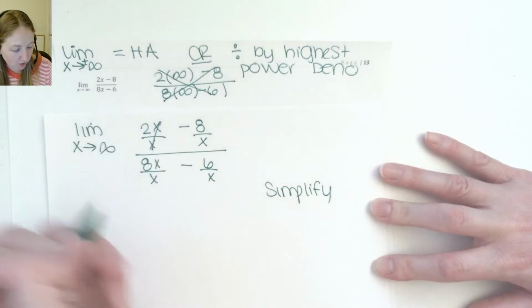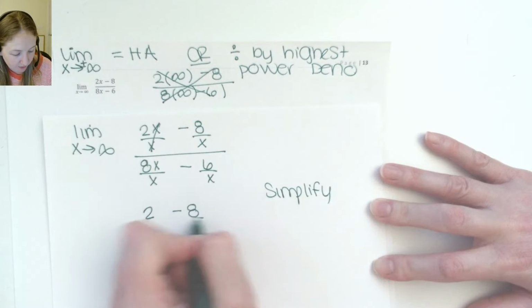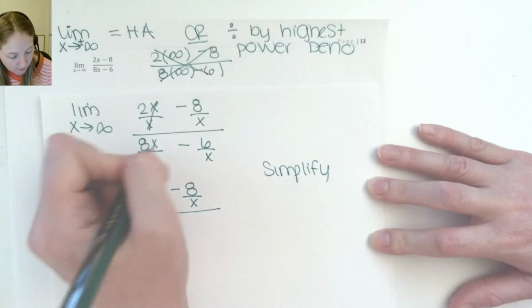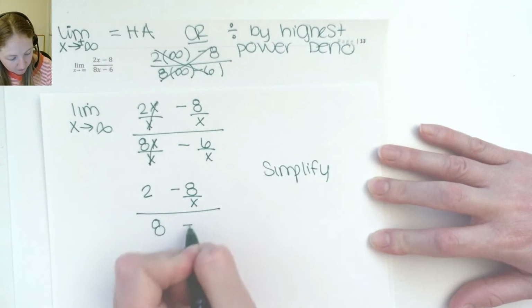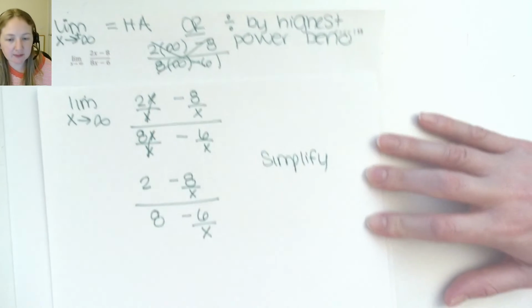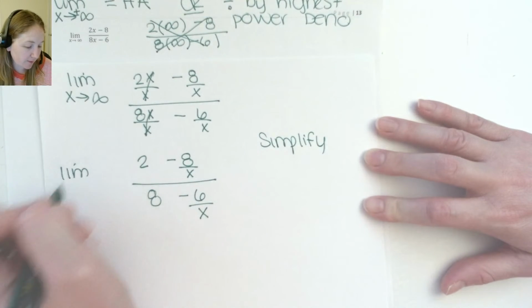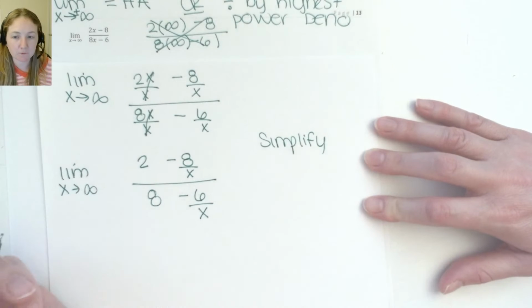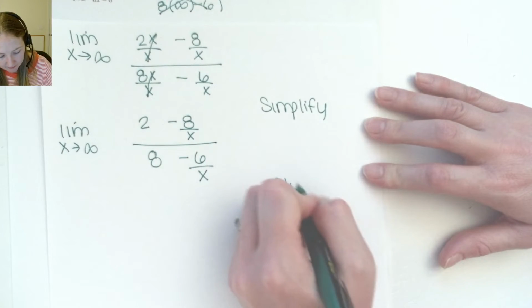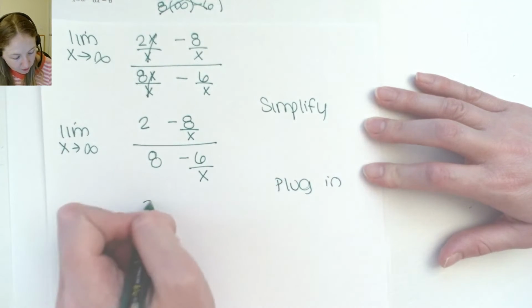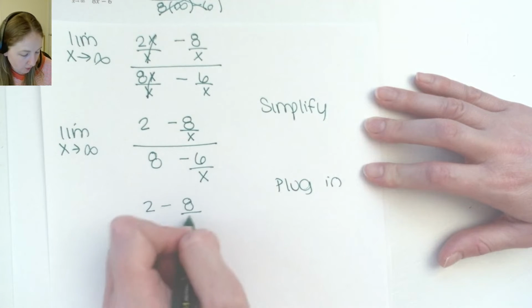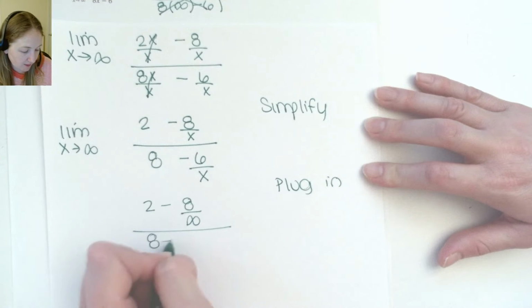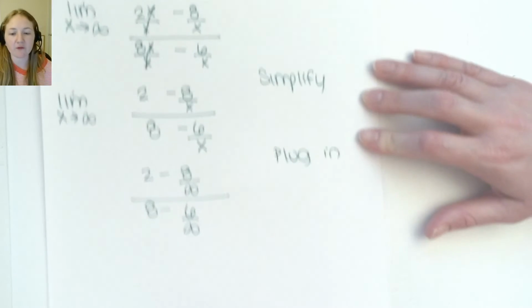So these x's cross out, that gives you 2 minus 8 over x. And then in the denominator, these x's cross out, that gives you 8 over 6 minus x. And you still have the limit because you still have x. Then you would plug in. And when you plug in, you would have 2 minus 8 over infinity, and then 8 minus 6 over infinity.